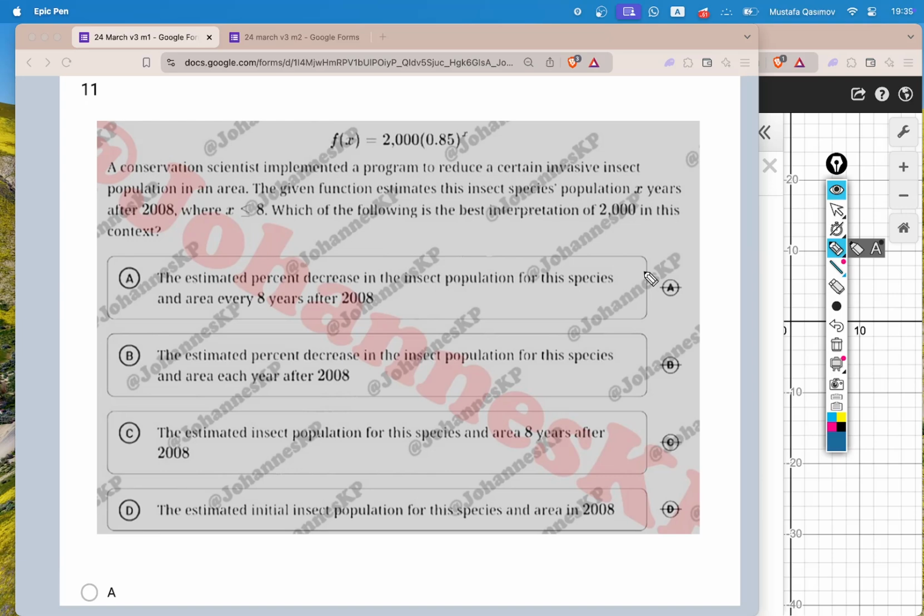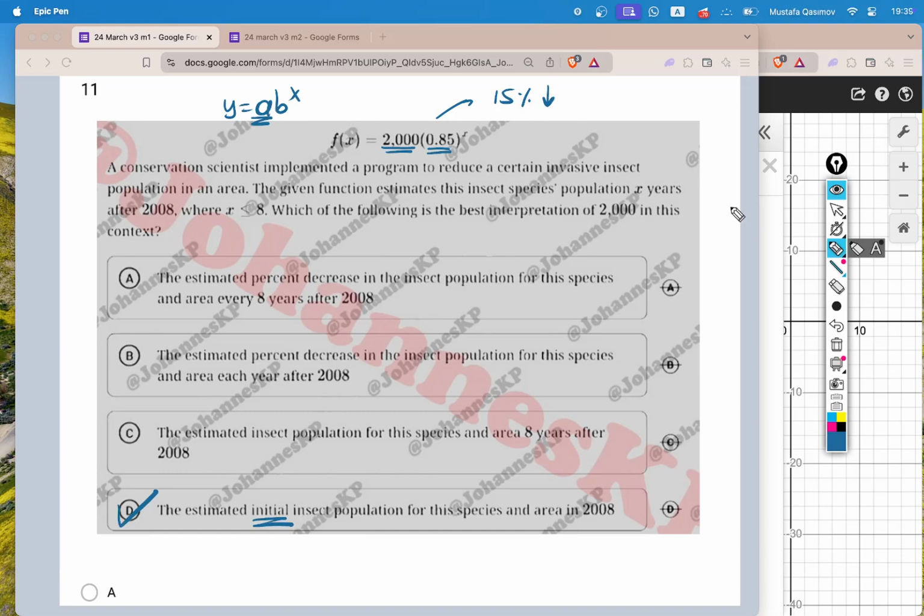For 11, which of the following is the best interpretation of 2000? For an exponential function, when you have a, b, x, a is the initial value, so it is 2000. So 2000 is the initial value. The estimated initial insect population at 2008. And if it asks about that one, it means that it decreases by 10% every year.